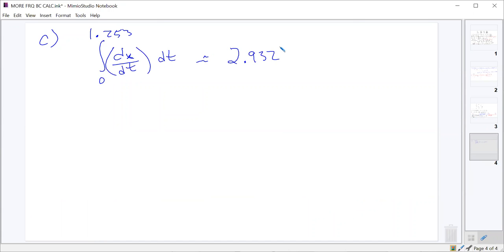Pretty easy as well, I hope. Very cool. 1 for the setup and 1 for the answer, or 1 for the integrand. Actually, the whole integral, the limits as well.